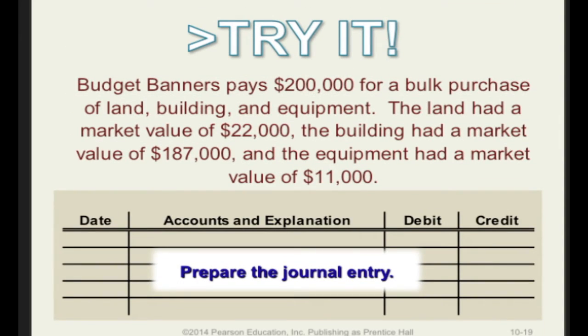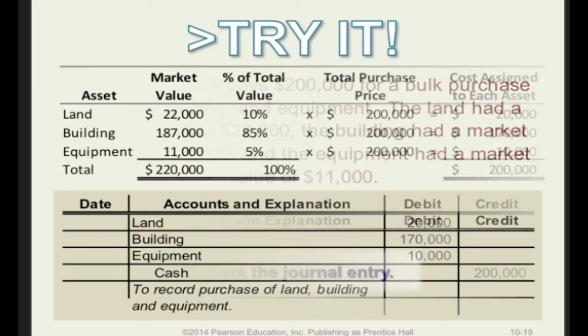In the triad example, Budget Banners pays $200,000 for a bulk purchase of land, building, and equipment. The land had a market value of $22,000. The building had a market value of $187,000, and the equipment a market value of $11,000. Allocate the $200,000 acquisition cost to the three assets and record the transaction.